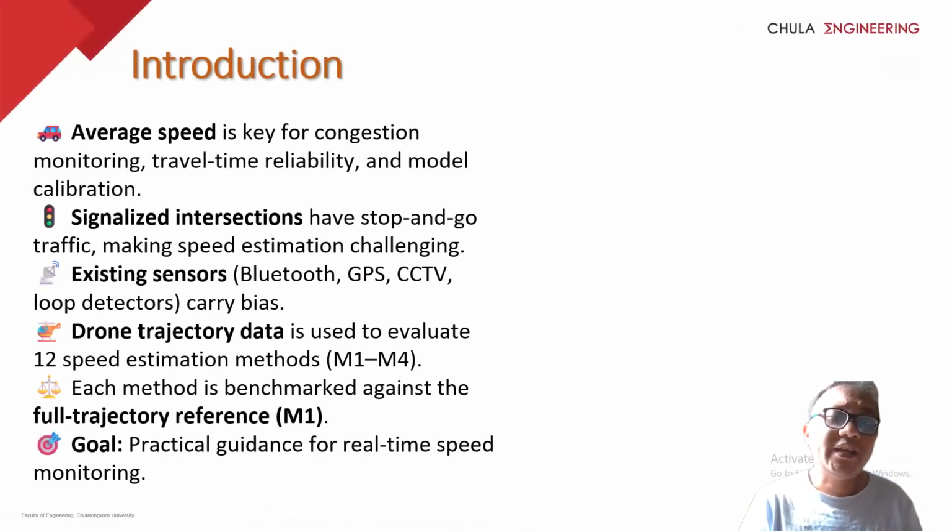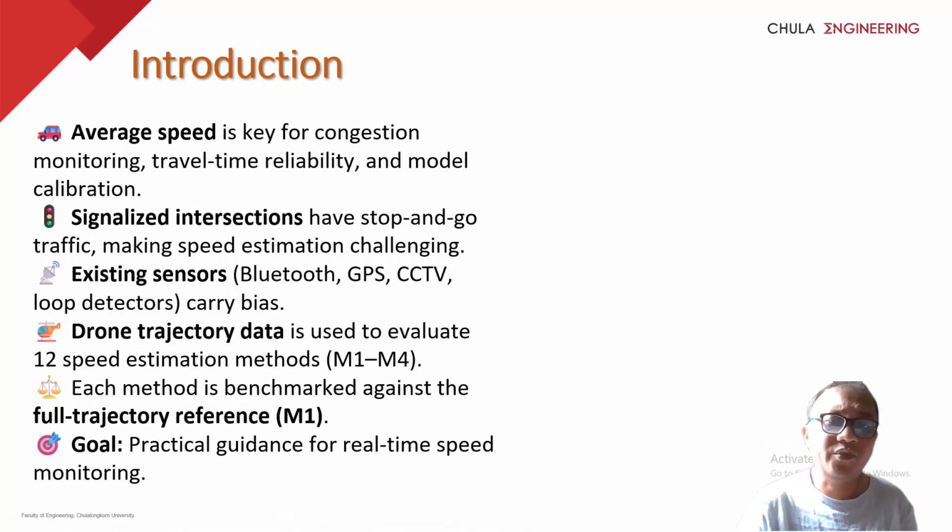As we know, average speed is a key measure for congestion monitoring and travel time reliability. Also, the signalized intersection has stop-and-go traffic characteristics. Existing sensors like Bluetooth, GPS, CCTV, and loop detectors are used for average speed estimation, but all of them have some bias. Drone-based trajectory data is used here for 12 variants of speed estimation methods.